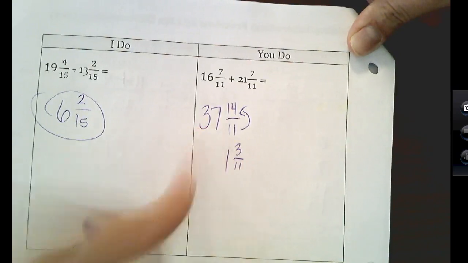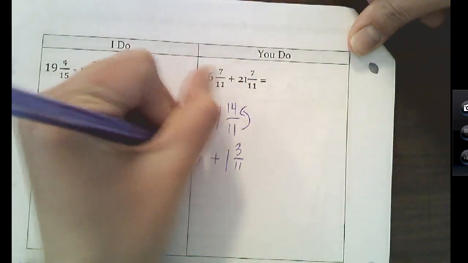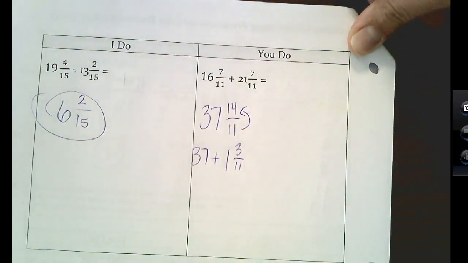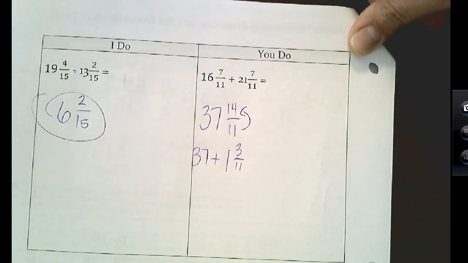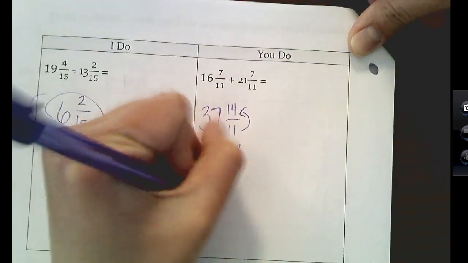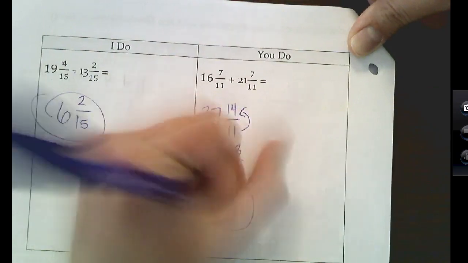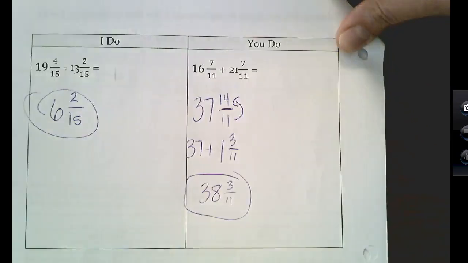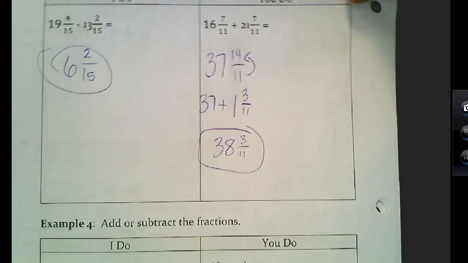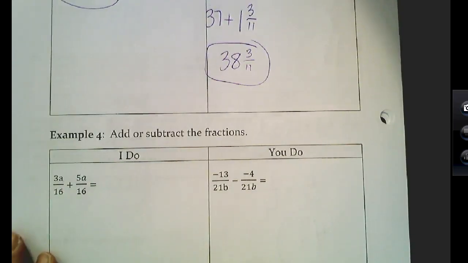But we can't forget about this 37. So add that 37 back onto it. And how many whole numbers do you really have? You really have 38 and 3/11. Yep. So that's a really good review of what we did last year with fractions. Now let's get to this year's fractions.